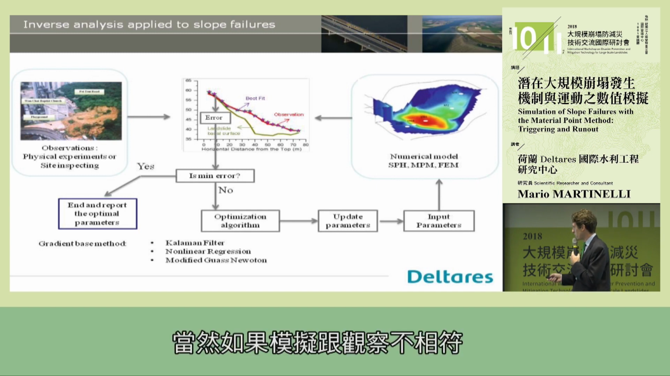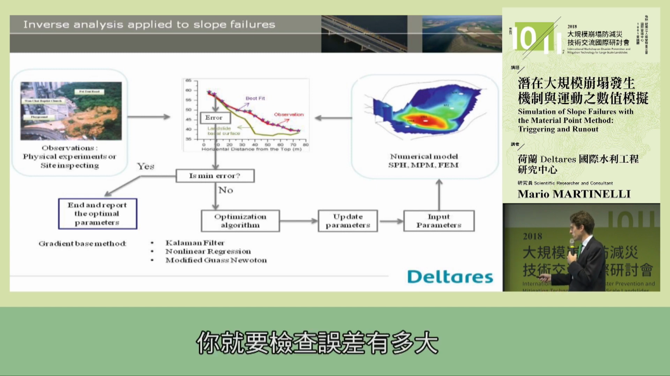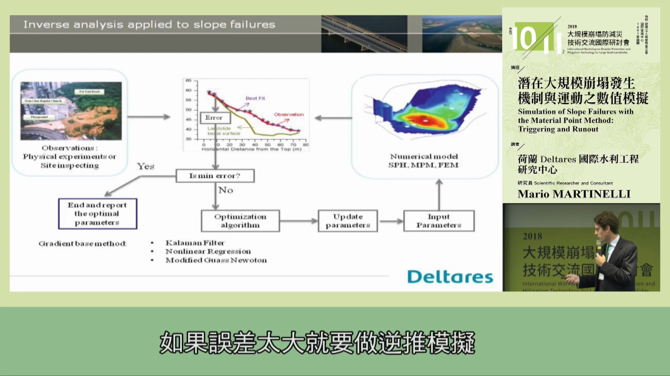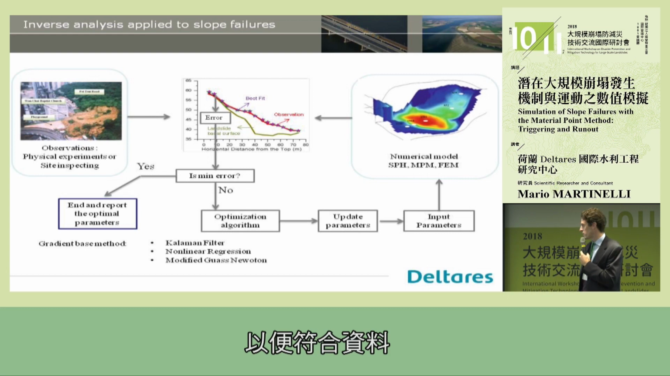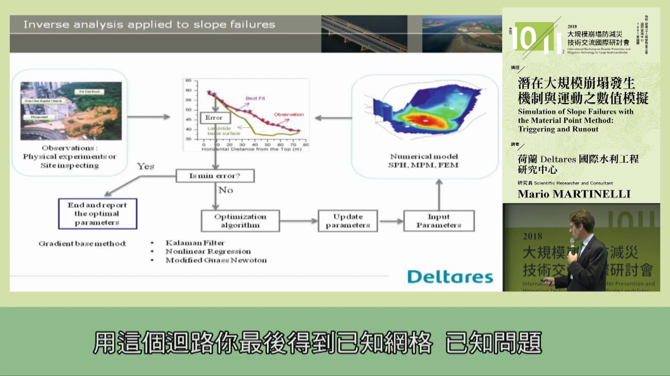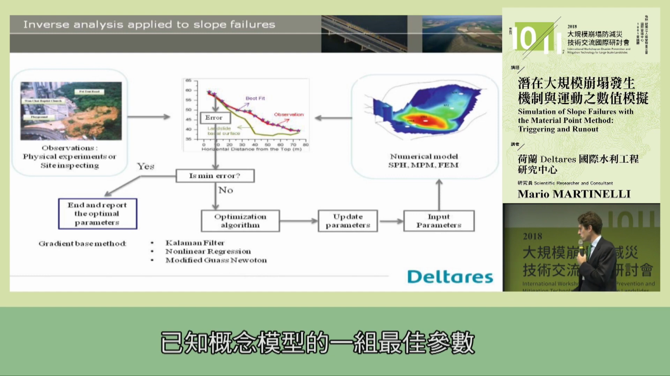Of course, the simulation does not match with the observation. So you check how much is the error. And of course, if the error is too much, then you do inverse modeling. So you re-update your parameters with some criteria. You do, again, your simulation. You try to match the data. And with this loop, you end up with an optimal set of parameters for a given mesh, for a given problem, for a given constituent model.